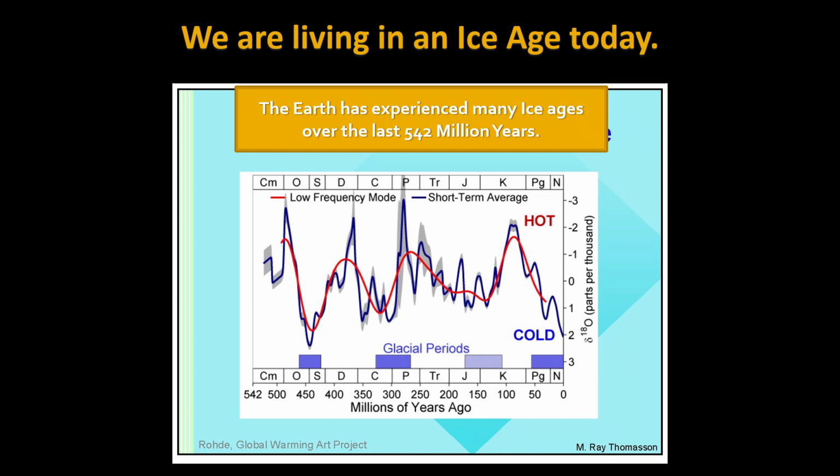An ice age is a prolonged period of global cooling characterized by extensive ice sheets and glaciers covering large portions of Earth's continents. Within an ice age, there are cyclical fluctuations between colder glacial periods when ice sheets expand and warmer interglacial periods when they retreat. You are looking at the temperature of the Earth in the last 542 million years with glacial periods shown. We are in an ice age today.